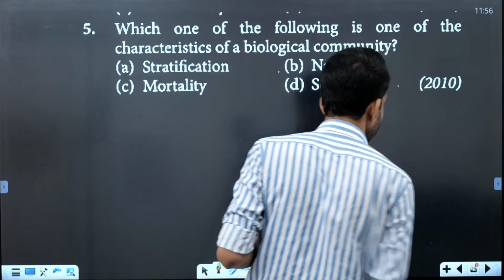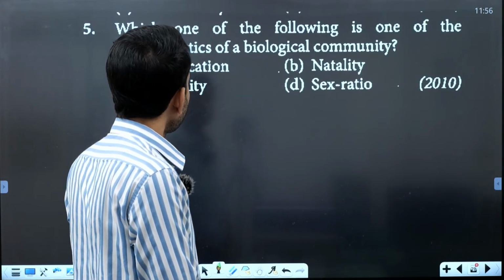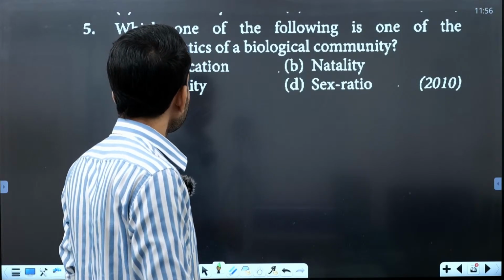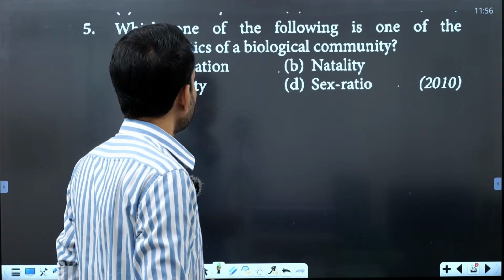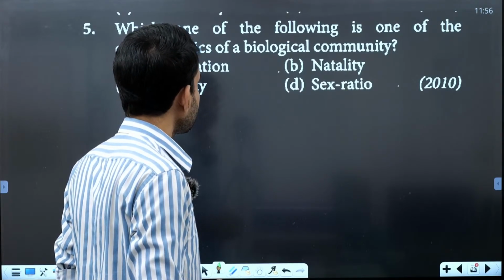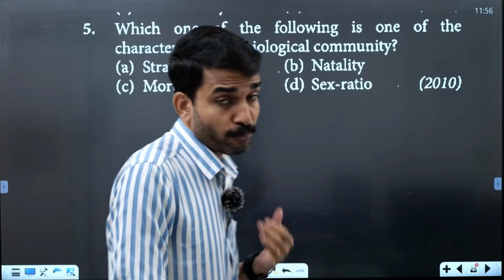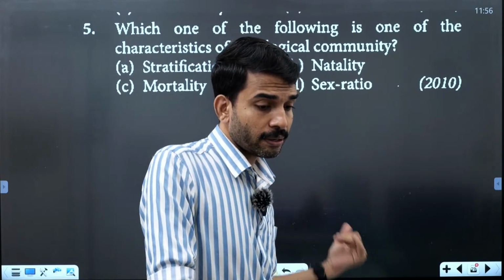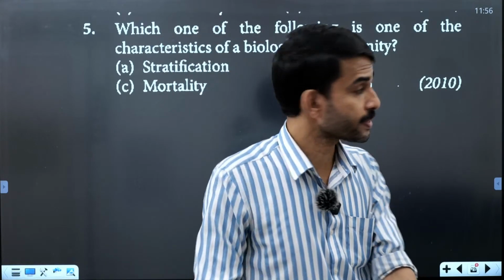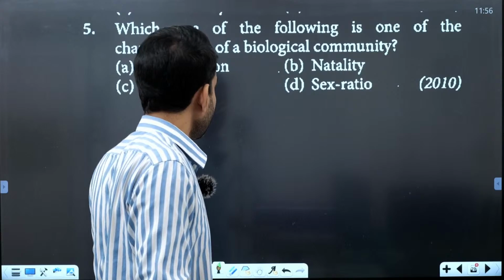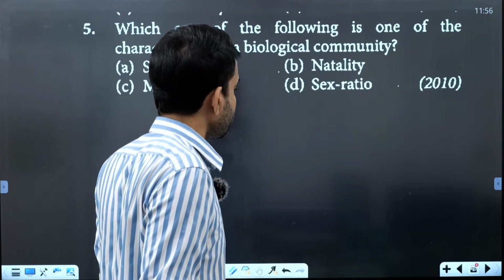Next, which one of the following is one of the characteristics of a biological community? Attributes of population you heard. Then we need an attribute of a community. In this list you can see stratification, natality, mortality, then sex ratio.